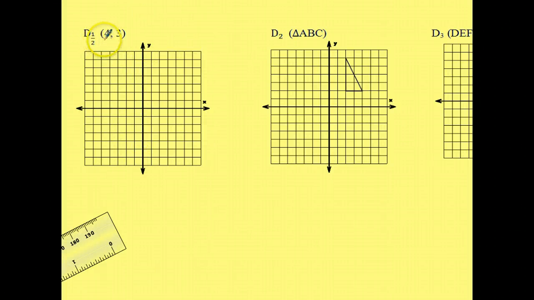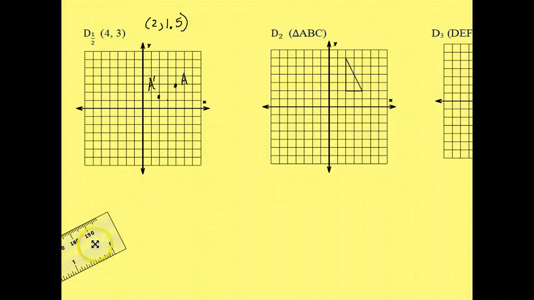Okay. So dilation of a half, so times a half, 4 times a half is 2, and half of 3 is 1.50. So our original point is (4, 3). We'll call that A again. And our dilated point is (2, 1.5), and we'll call that A prime.